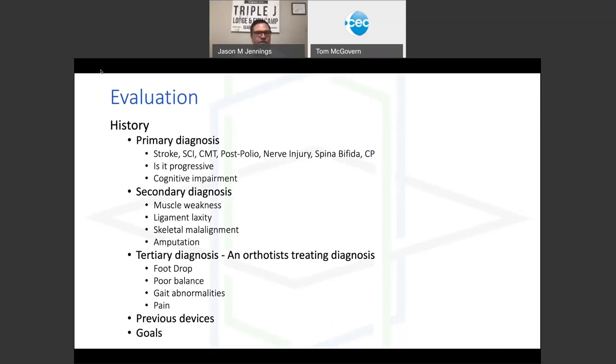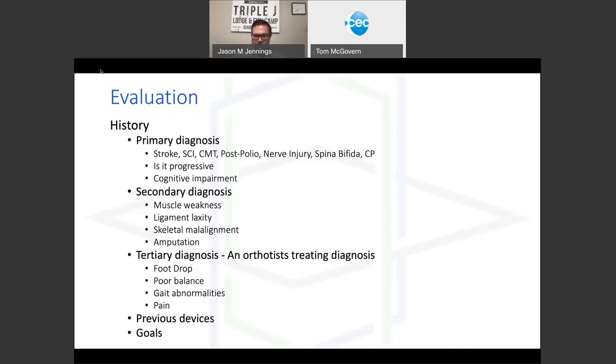And then also trying to find out if the patient has any cognitive impairments that might prevent them from understanding what we're trying to do now. The secondary diagnosis typically is some of the things that they present with, whether it be muscle weakness or ligament laxity, skeletal malalignment, amputation, and things like that. And then we move on to the tertiary diagnosis, which is really what we're managing as an orthotist.